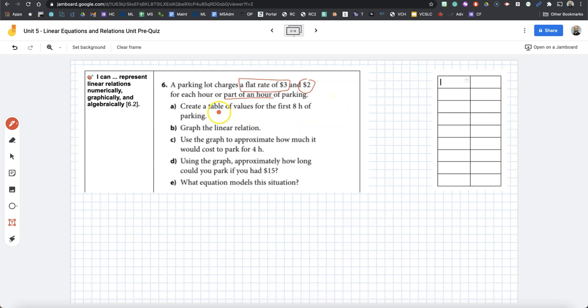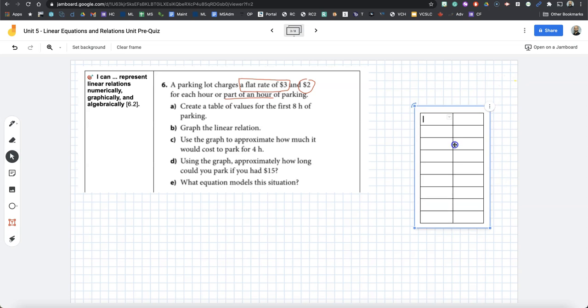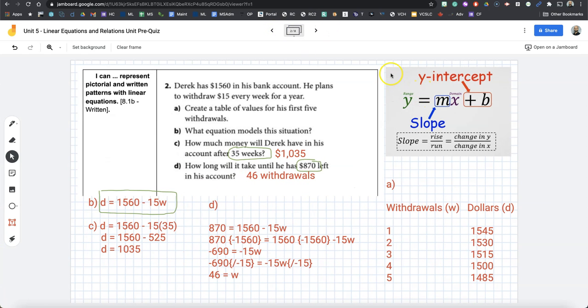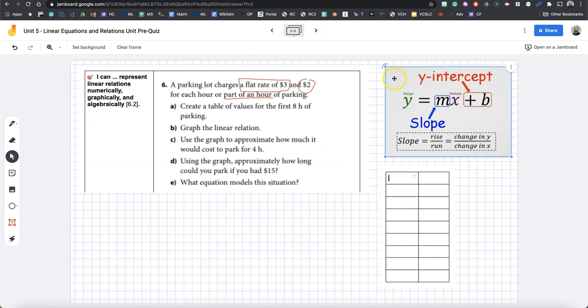Okay, so create a table of values for the first 8 hours of parking. No problem. So again, keep in mind, and maybe I'll move this here. Let's do some moving around. Move this here, and I'm going to actually go back and copy this yet again, because I find it helpful. It may come in handy again. I can kind of see that coming.